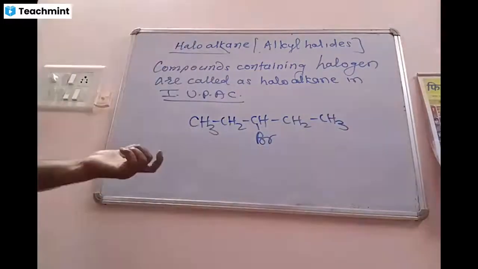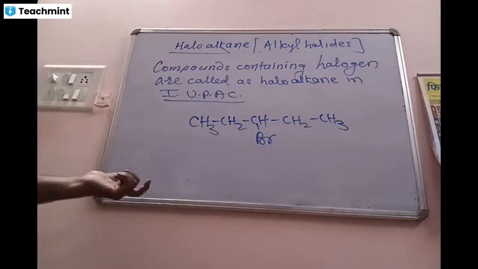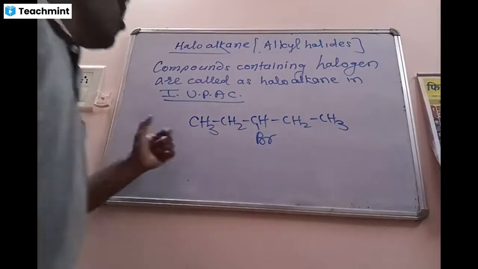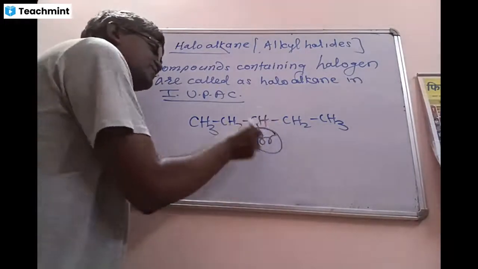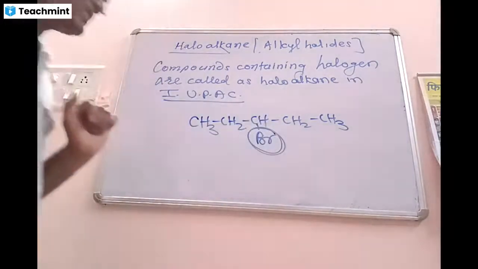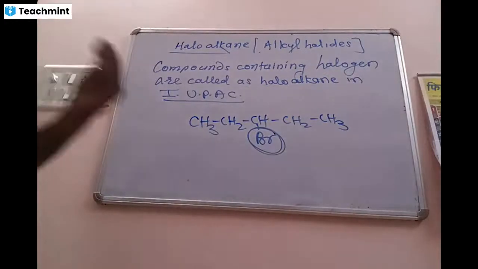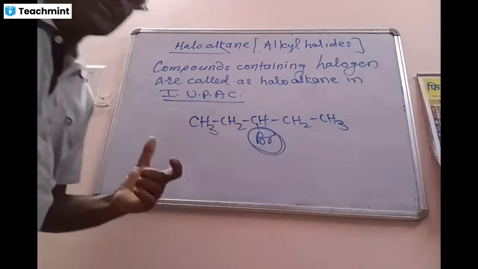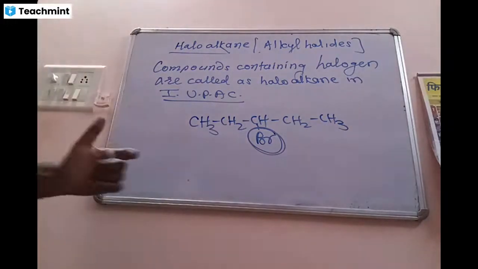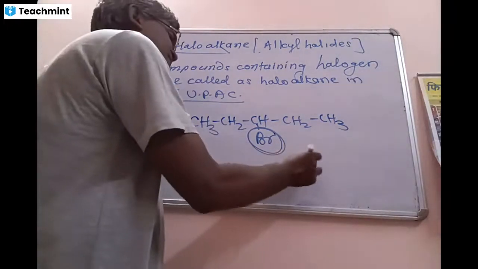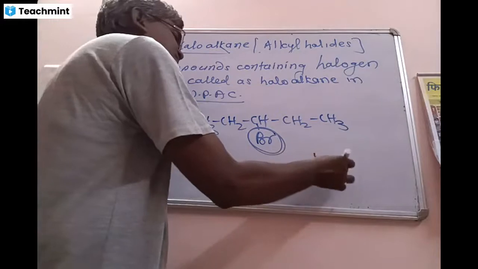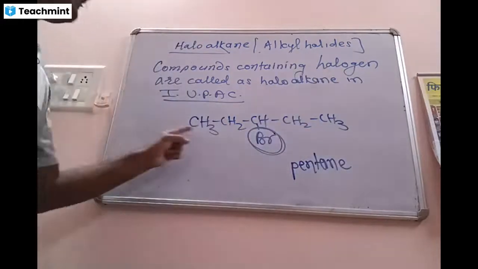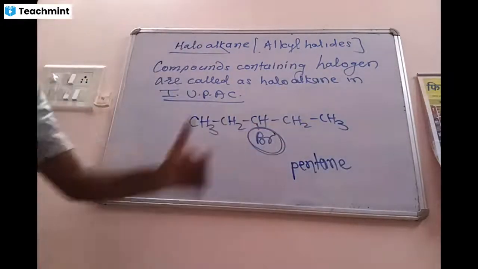So you don't have the common name for this. You have to select the longest chain containing this type of group. Once you select the longest chain, you have to count the number of carbon atoms. Here the number of carbon atoms is 5. So the parent alkane is pentane. Because 5 carbon atoms are there, I will write pentane.